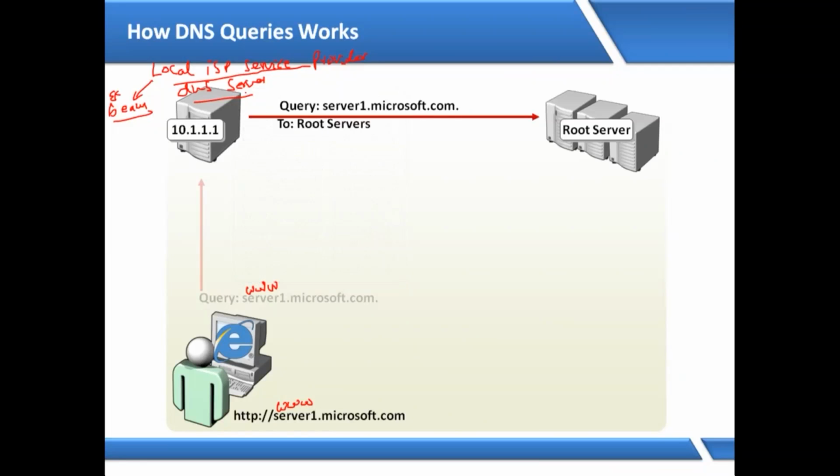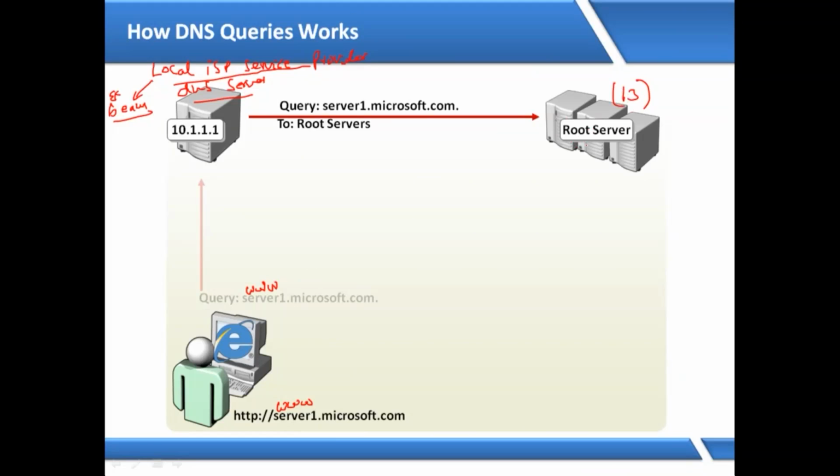Once our request reaches the local ISP DNS server, with the help of the local ISP DNS server our request will reach one of the 13 root servers, where the distance is less. Based on that, it will go to one of the nearest root servers. Like for India, it will go to Chennai.